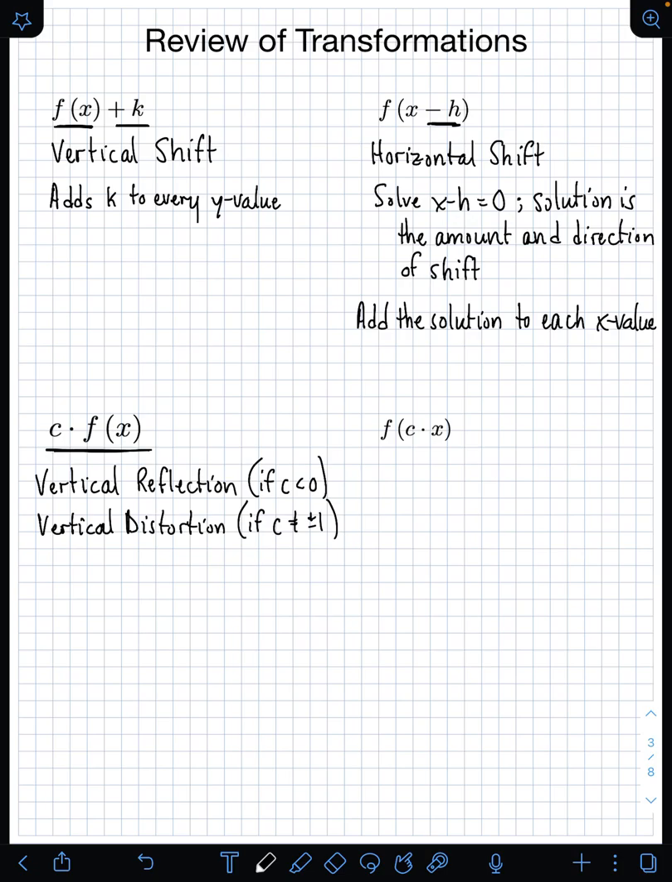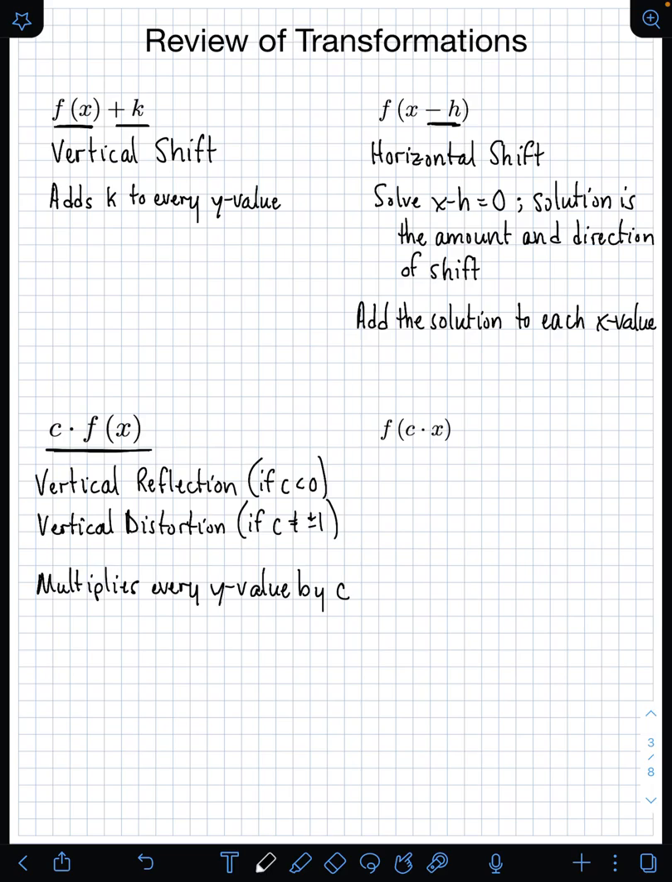Positive and negative 1, when multiplying, they don't really do much. The negative changes the sign of the output value. That would cause the reflection, but a positive 1 doesn't actually do anything because multiplying by 1 has no effect. But in any case, both of these things happen at the same time. You can do them in either order separately, but they do happen at the same time. All that ends up happening here is it multiplies every y value by c. So if c is negative 3, it will make every output value 3 times bigger and change its sign to negative. So it'll distort and reflect at the same time.